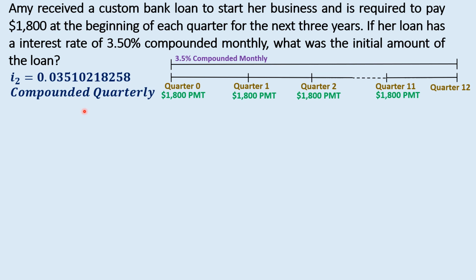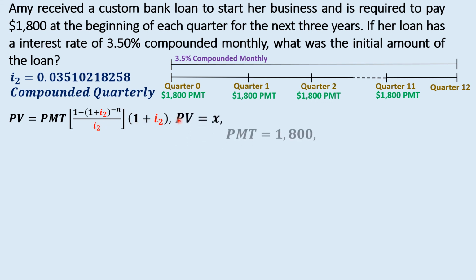Okay, so now that we have calculated a compounded quarterly rate, all that is left for us to do is to use our present value of general annuity due equation and substitute in the variables for it. So the equation states that present value is equal to PMT into 1 minus 1 plus I2, which we calculated, the compounded quarterly rate, to the power of negative n, divided by I2, multiplied by 1 plus I2. Present value is unknown. That's what we're solving for.